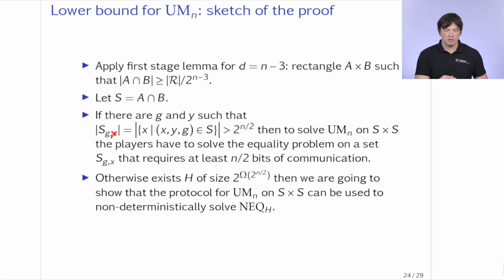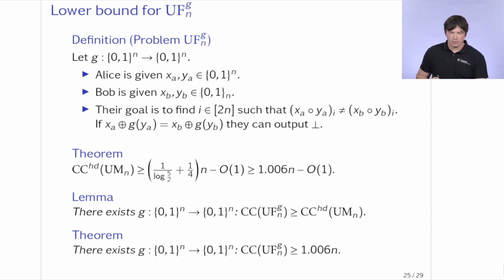Otherwise, you have this gigantic set H, and you can show that you can use the protocol to solve non-equality non-deterministically on H. And if you work out the math, that would actually give you the right number. So this is a proof that it requires 1.5 n minus something small. All right.